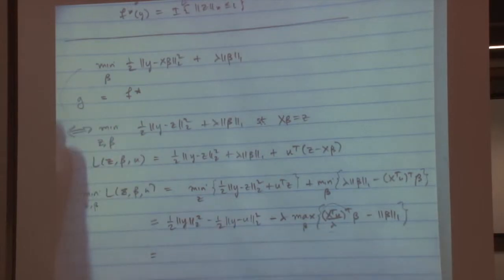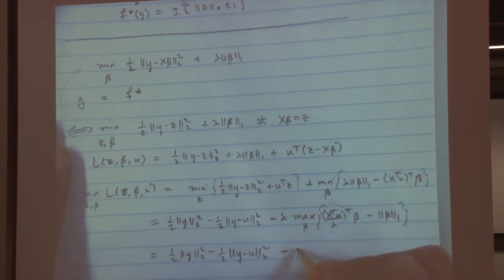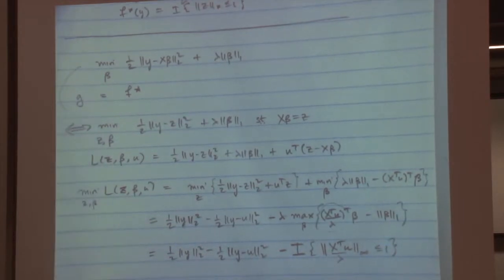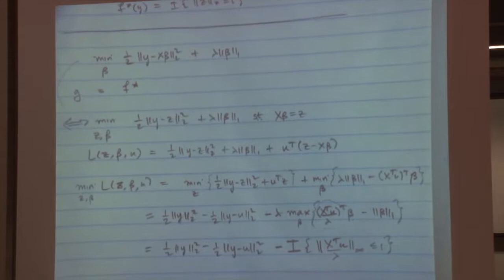And so the dual function is equal to 1/2 y squared minus 1/2 y minus u squared minus lambda times this, which is the conjugate of the 1 norm evaluated at this point, which we know is the indicator of this point having infinity norm less than or equal to 1. The conjugate of the 1 norm is the indicator that its dual norm is less than or equal to 1. And I got rid of the lambda because this is either going to be 0 or infinity, so it doesn't matter that I was multiplying it by lambda.